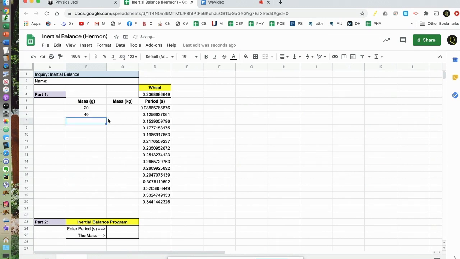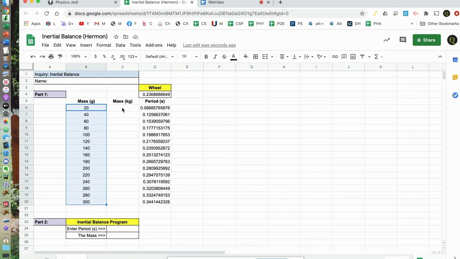And that's all we really need to do, because if you come up here and click on the 20 and hold down Shift and click on the 40 also, and then grab on the little dot there on the end and pull it down, Google's smart enough to know that you're going to try to increment it by 20. So it goes all the way down to 300 grams, which is what we did.